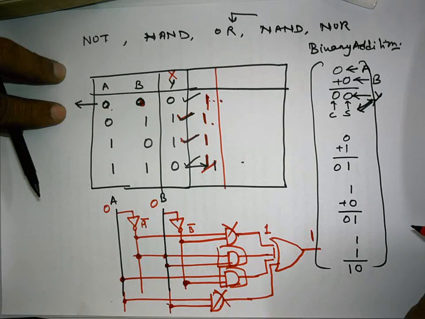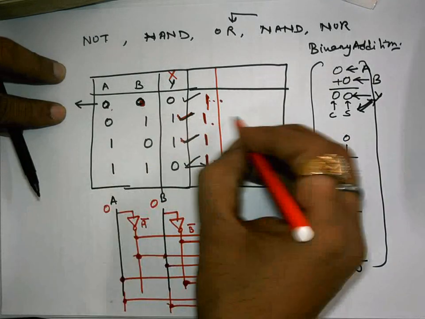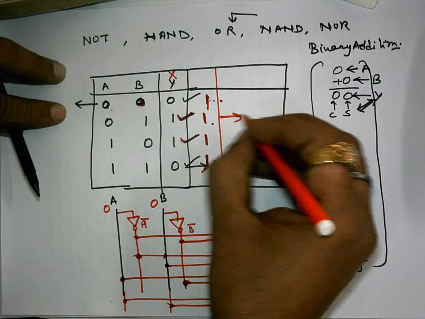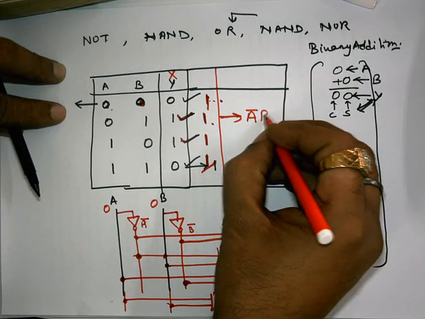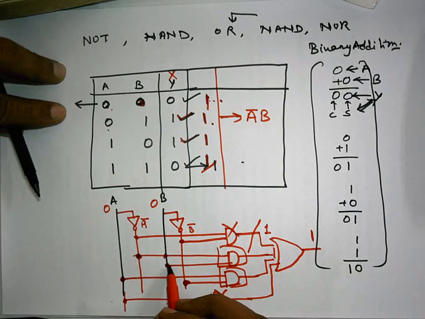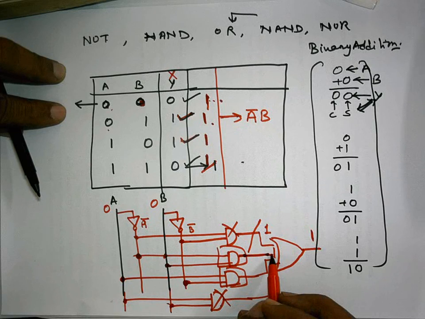This kind of designing is called min term designing or designing using the sum of product method. Okay. So you see, what is the expression over here? This is A bar B, A bar B, at the output of this AND gate.